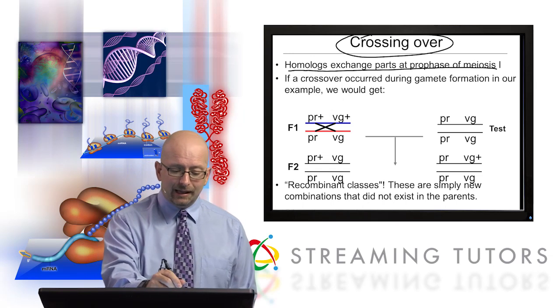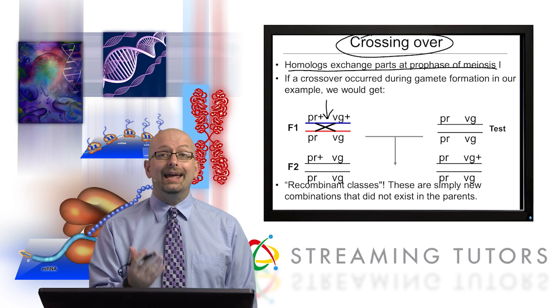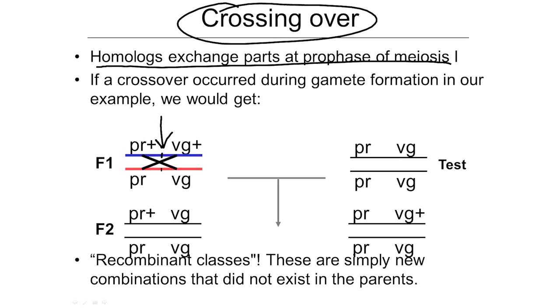So I put a black line right here, an X, to illustrate that a crossover event basically means a cut here and a cut here, and then, if I can draw this properly, a rejoining, so that you're going to get that type of chromosome and that type of chromosome. If that happens, what is it going to end up creating?